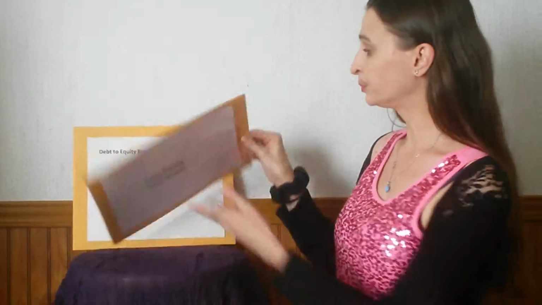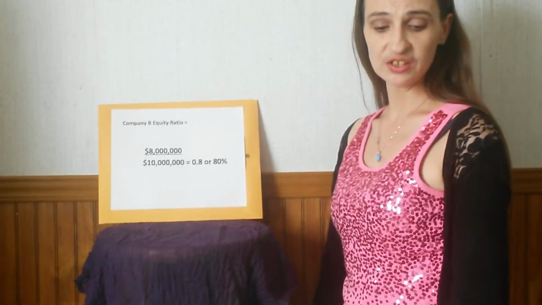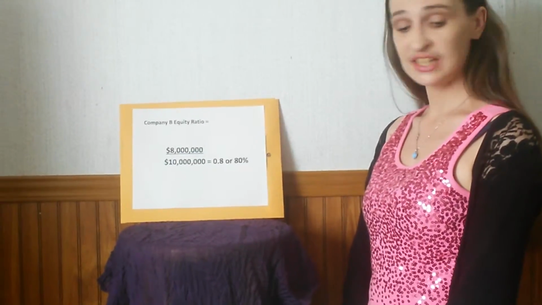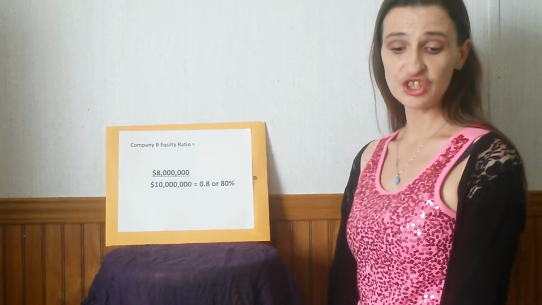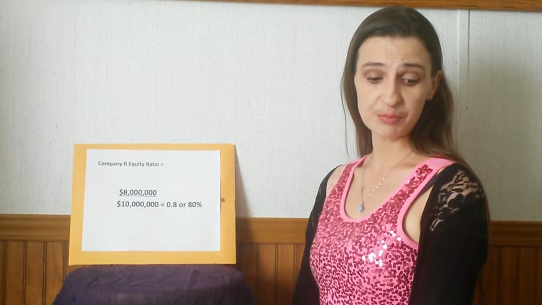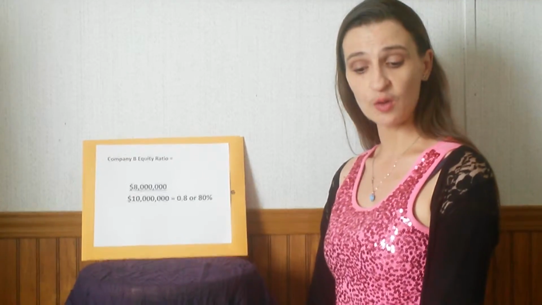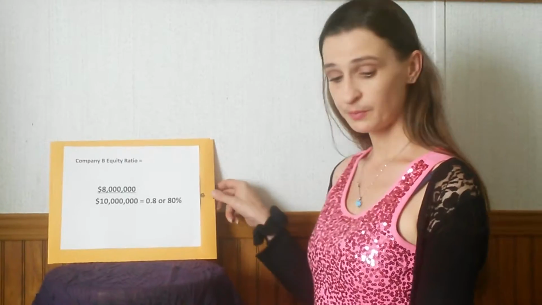For example, if Company B's equity ratio is figured 8 million divided by 10 million, that would be 0.8 or 80%. In general, higher equity ratios are typically more favorable. So Company B's equity ratio of 0.8 means they own 80% of their assets and only 20% is leveraged with debt. This means Company B would be considered more sustainable and less risky to lend future loans.